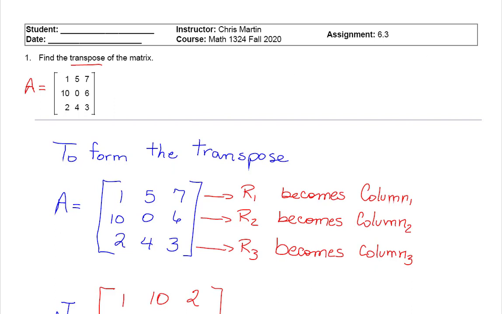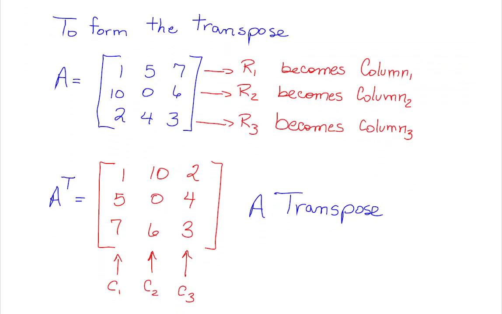So here's the process. Here's matrix A. We have row 1, row 2, row 3. To form the transpose, we simply take row 1 and it now becomes column 1. Take row 2, it becomes column 2, and similarly row 3 becomes column 3. It's written with A with an exponent of a capital T to denote A transpose. And we need this process to be able to form the dual problem.